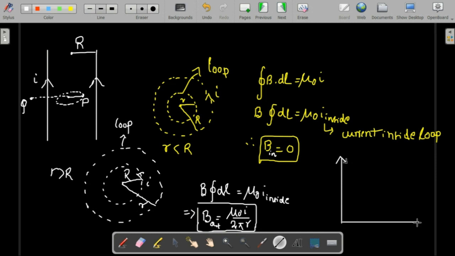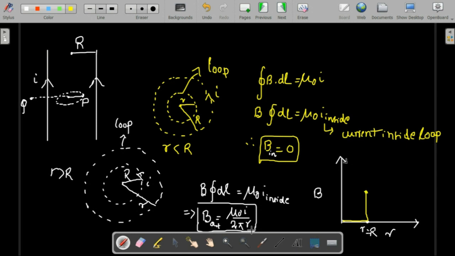So here also the same thing. If you're considering r and the magnetic field here, still this r is equal to capital R. If you're considering it inside, it is 0. So this is 0. This is 0. At the border, there would be a jump.